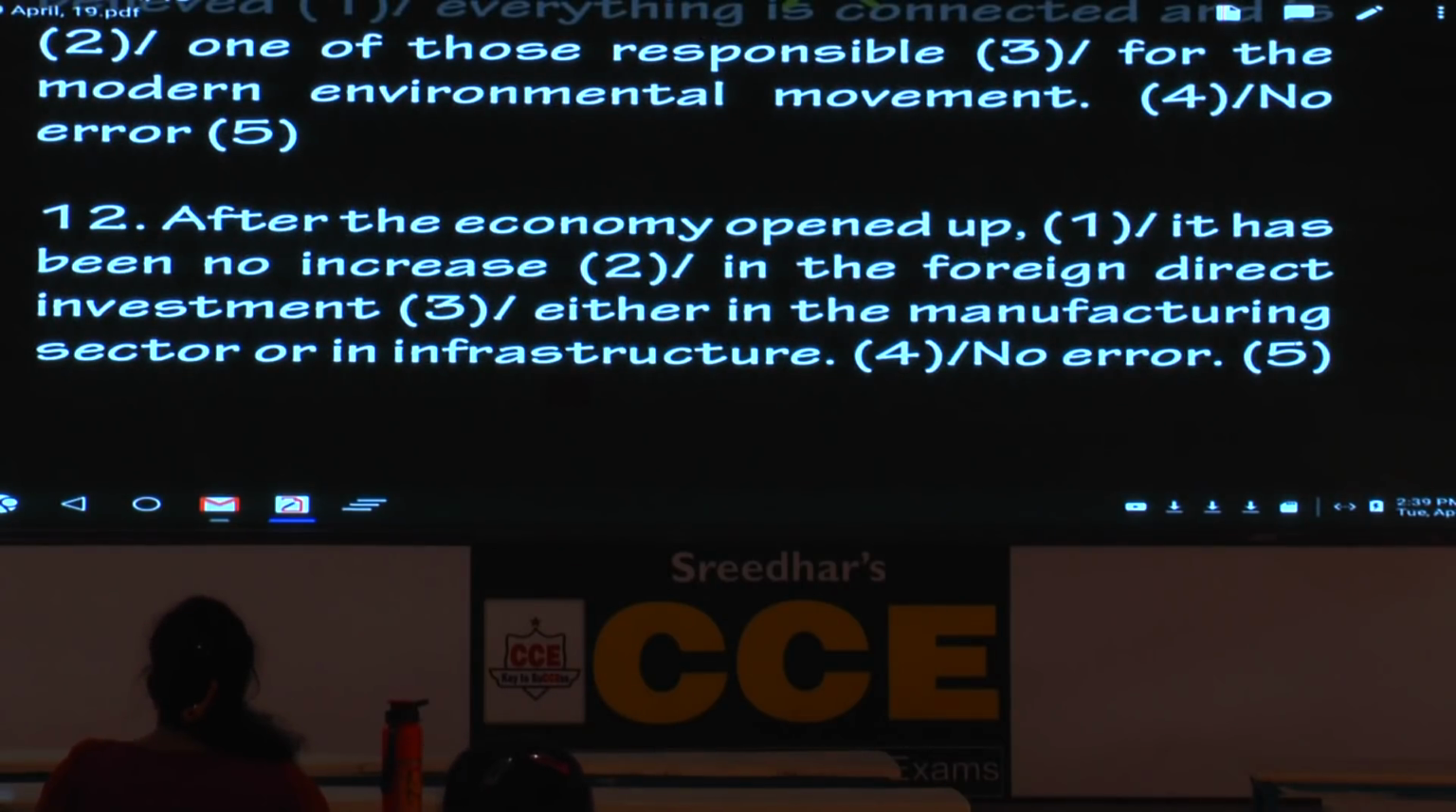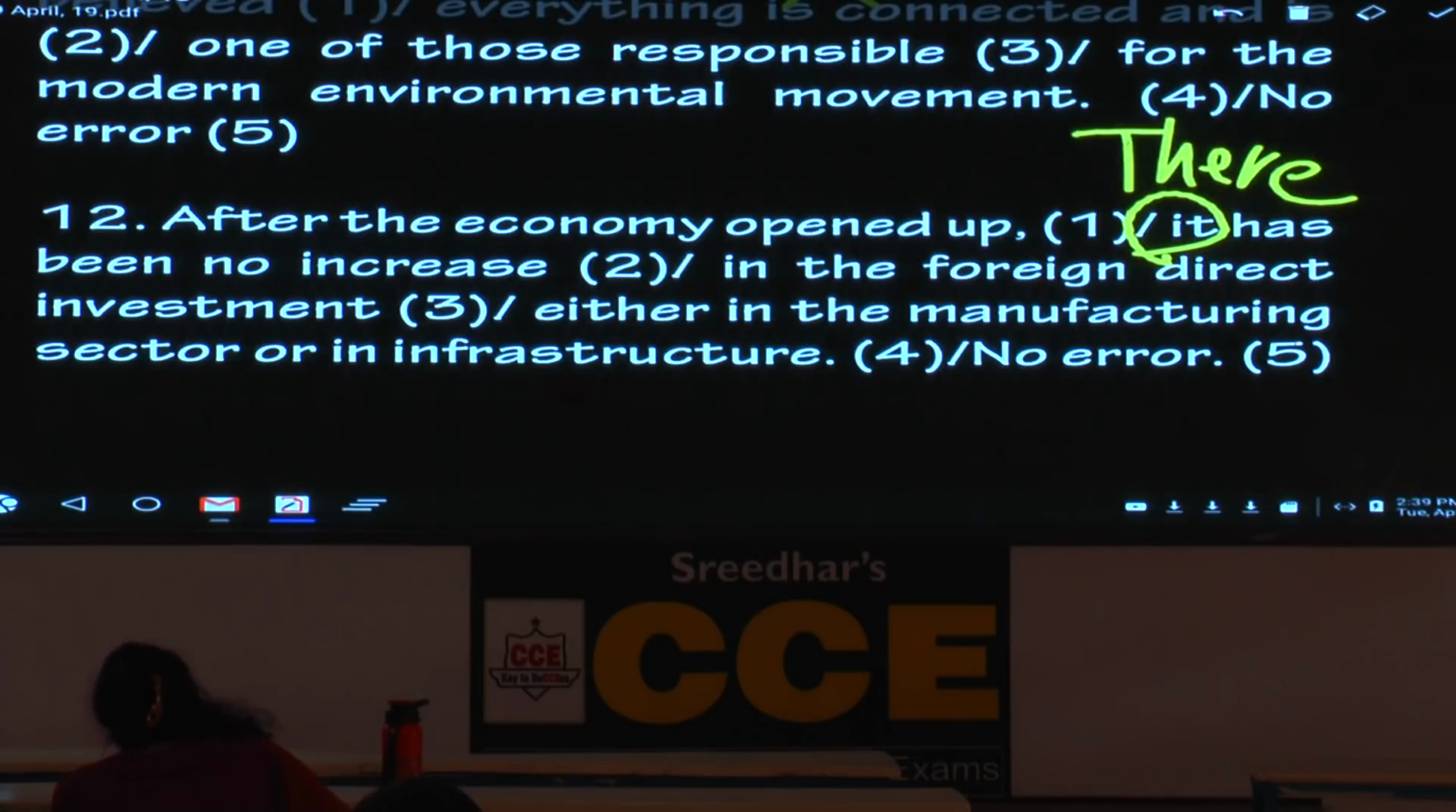After the economy opened up, it has been no increase in the foreign direct investment, either in the manufacturing sector or in infrastructure. At the outset, you feel there is an error in the second part. What is it? After the economy opened up, it has been no increase. Generally, what is the word we use? Please write. There has been no increase.